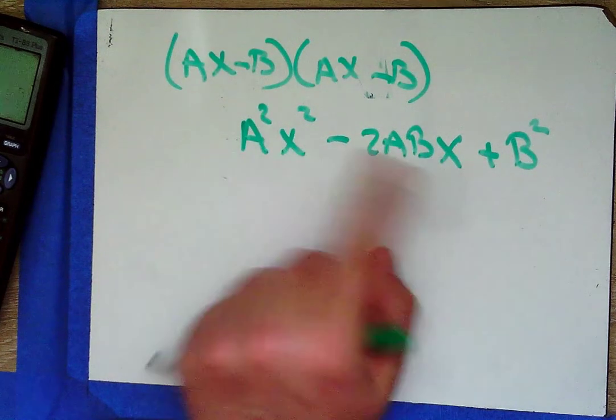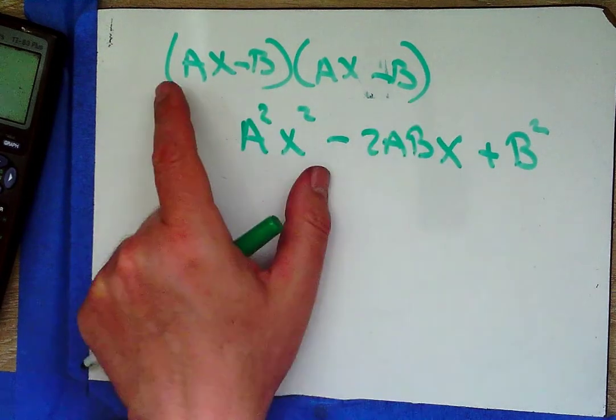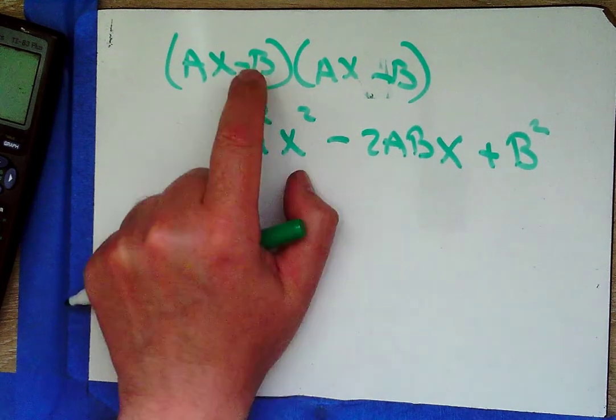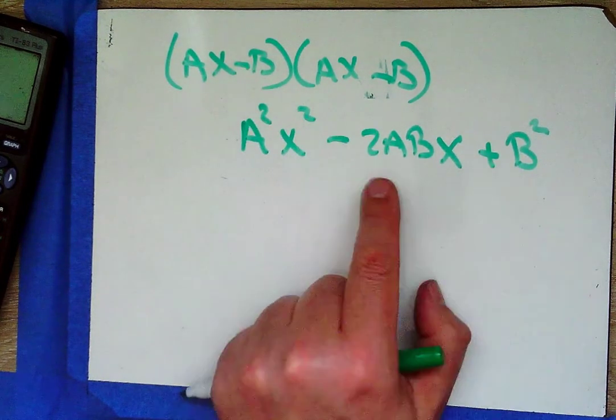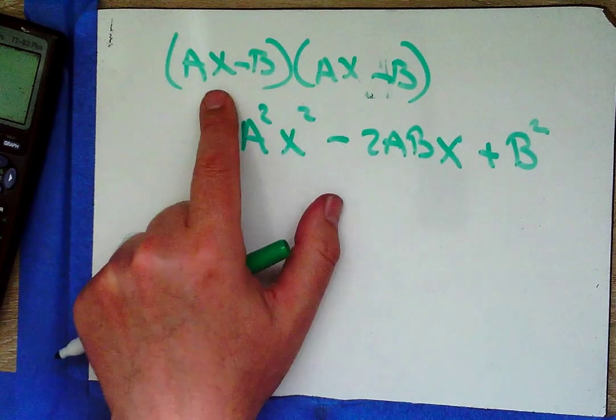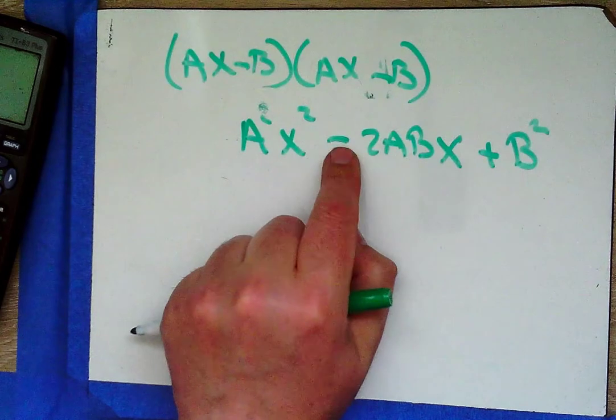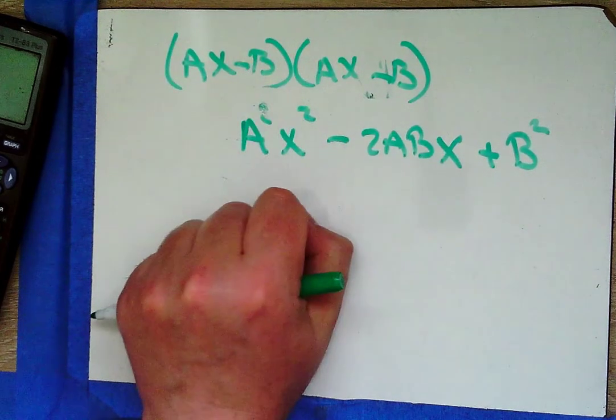Again, if you're looking for a shortcut here to avoid FOILing, this one is squared, this one is squared, and the middle term is this times 2. That's why we have that negative there. It comes from that. Okay?